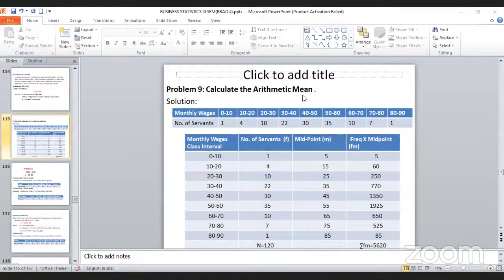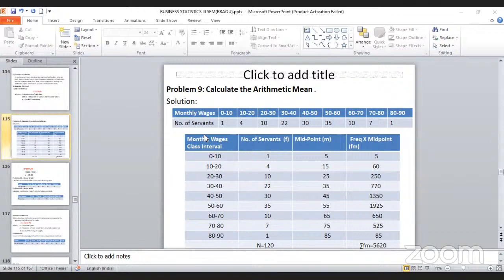Next, here, calculate the arithmetic mean. How will you calculate the arithmetic mean? Here the question is 0 to 10, 10 to 20, 20 to 30, 30 to 40, 40 to 50, 50 to 60, like that, you have the monthly wages till 80 to 90. So how many servants are working at 0 to 10 monthly wages? Only one servant. Like that, they have given the frequency. Got my point?